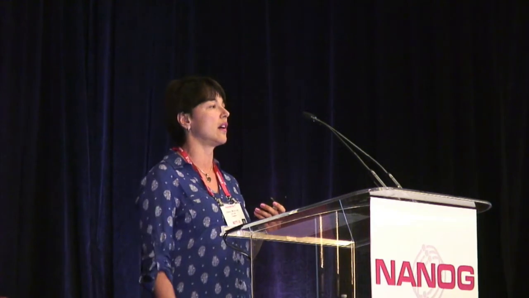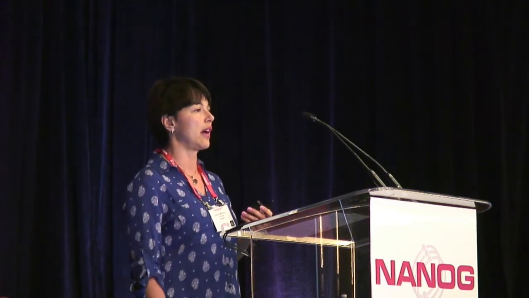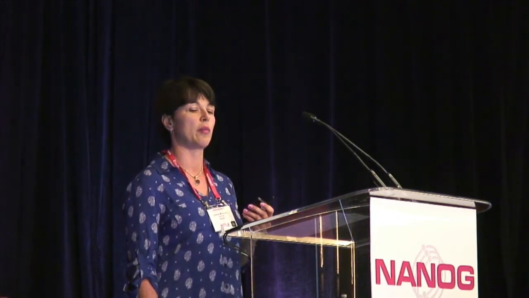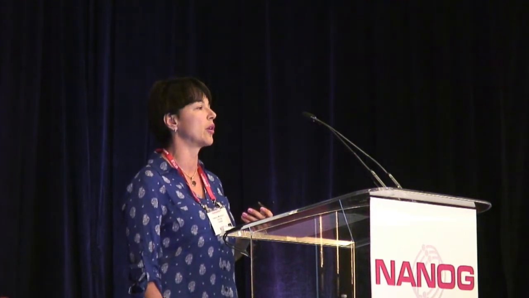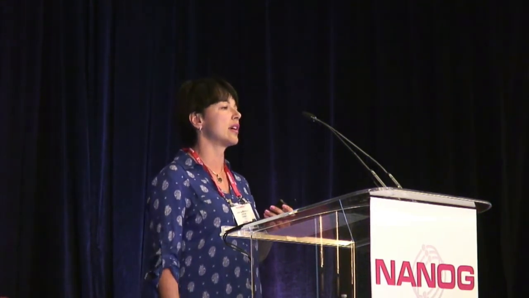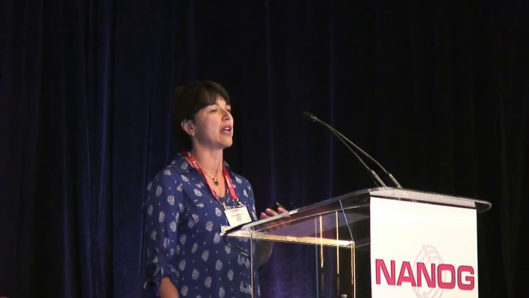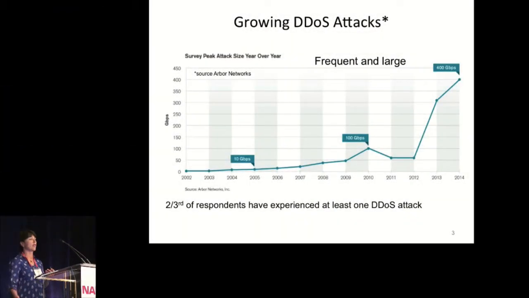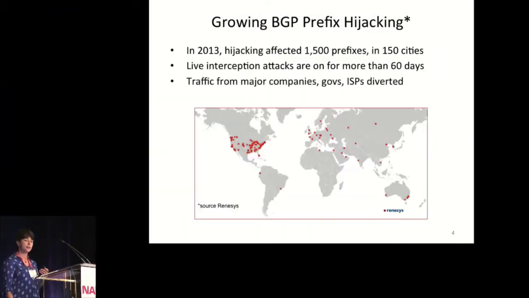So this is the slide showing the trend in the denial of service area. It's borrowed from the Arbor Networks annual report for 2014, where 2/3 of the networks say they've been hit by a DDoS attack, and the volume of the attacks has skyrocketed.